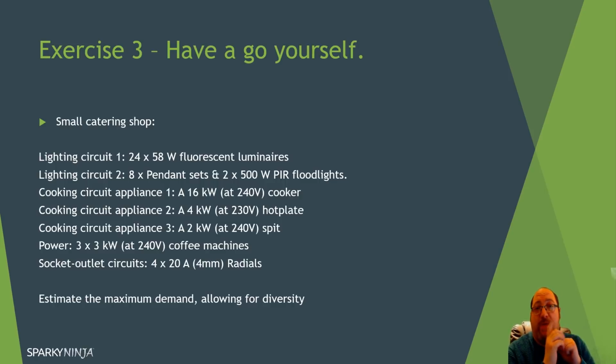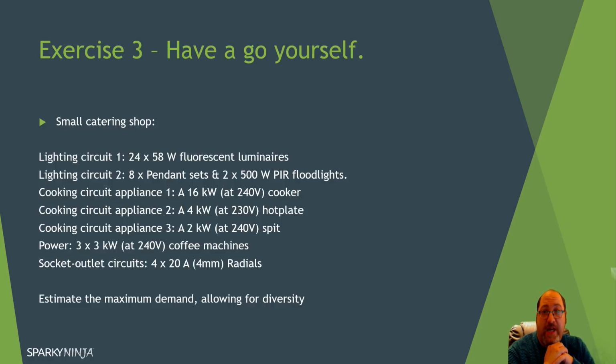Light circuit 1 with 20 times 58 watt fluorescent luminaires. Don't forget the 1.8 factor for the fluorescent luminaires. Light circuit 2, 8 times pendant sets and 2 500 watt PRR floods. Now remember, the pendant sets are just 100 watts because, you know, you have to assume they can go into that.